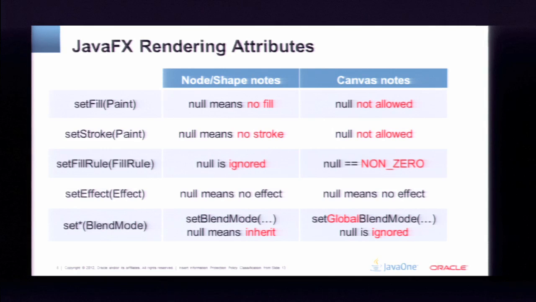You can set an effect on a node, which will apply that effect after the node is rendered. And you can set it on a canvas, which will apply after every single rendering operation. And in both cases, if you set it to null, it means there's no effect that's going to happen. You can set a blend mode, which controls how your pixels blend into the stuff behind what you're rendering. And on a node, if you don't set one, it means use the blend mode that was set by one of your parents. In Canvas, we ignore the null because you always have to have a blend mode. There's nothing to inherit from. It's an immediate mode API.